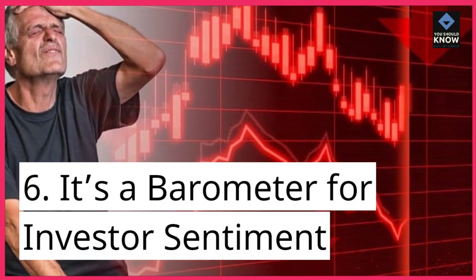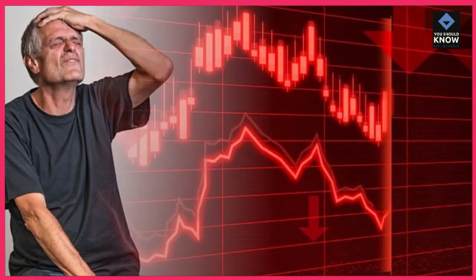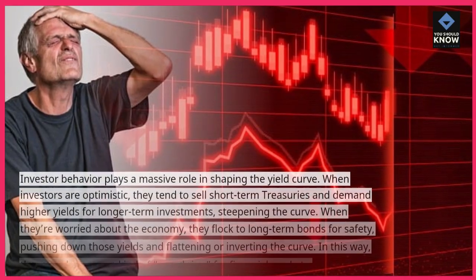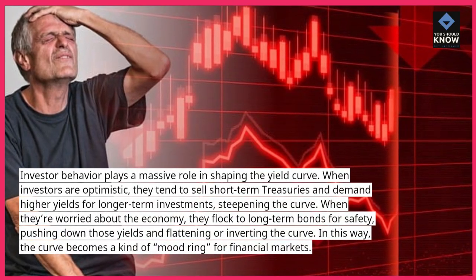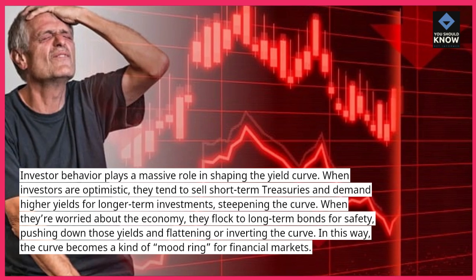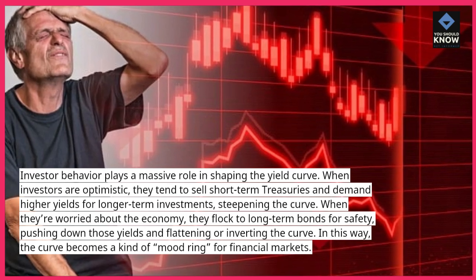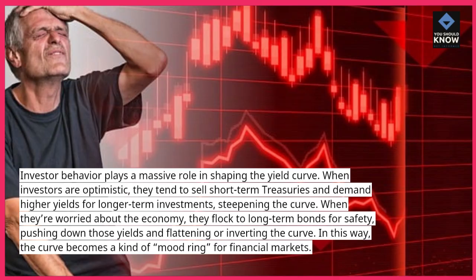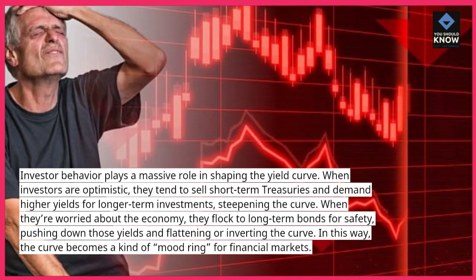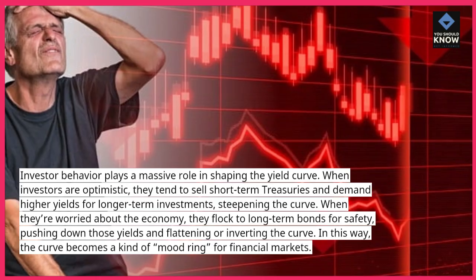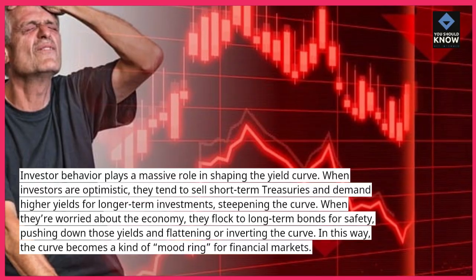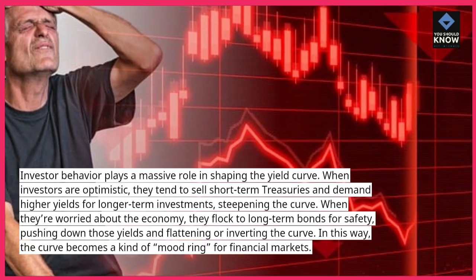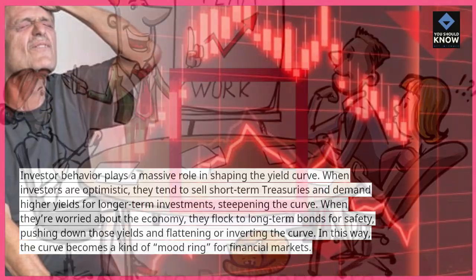6. It's a barometer for investor sentiment. Investor behavior plays a massive role in shaping the yield curve. When investors are optimistic, they tend to sell short-term treasuries and demand higher yields for longer-term investments, steepening the curve. When they're worried about the economy, they flock to long-term bonds for safety, pushing down those yields and flattening or inverting the curve. In this way, the curve becomes a kind of mood ring for financial markets.